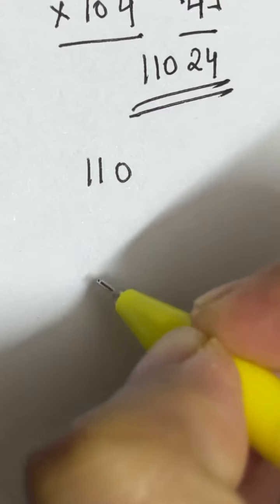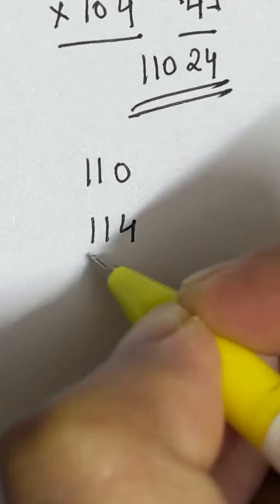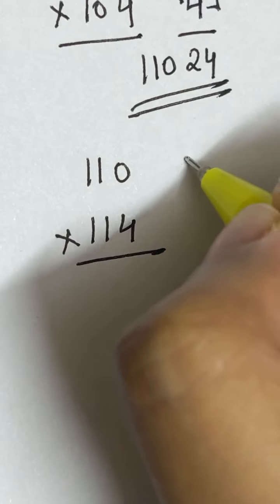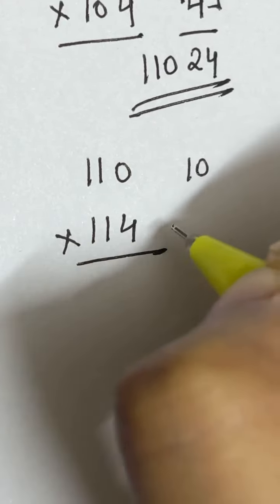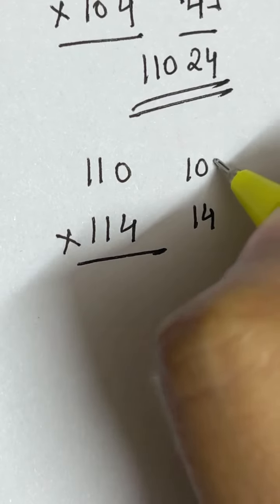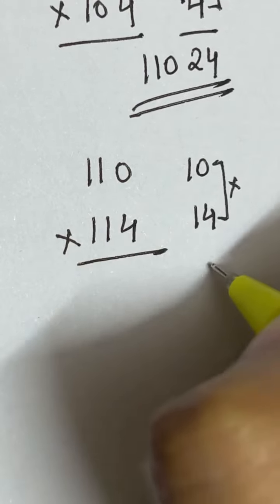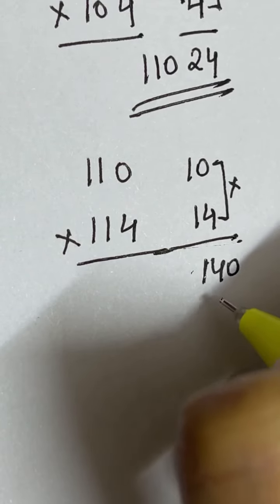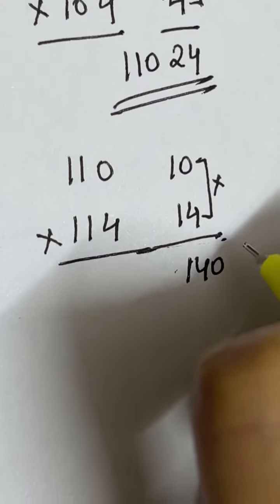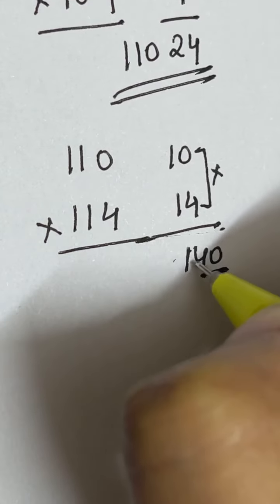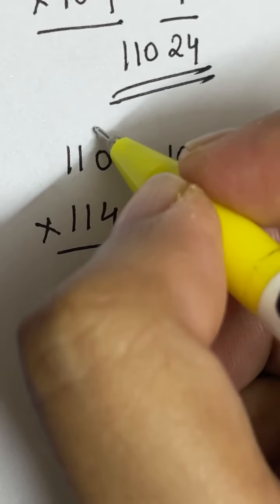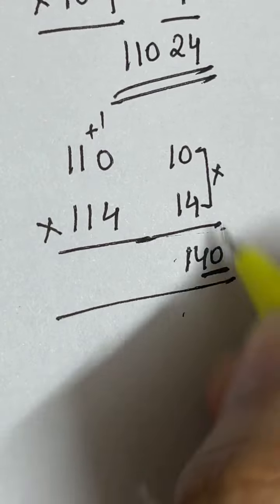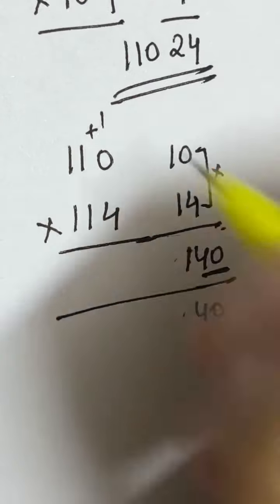Suppose you have 110 and 114. Then how do you multiply these two numbers? How far is it from 100? 10 units away. How far is this from 100? 14 units away. Multiply them. You get 140. Is that right? 140. But we don't write it as a triple digit. Your answer should be only a double digit. This one goes as a carryover here. So you have 40, and that one went as a carryover.